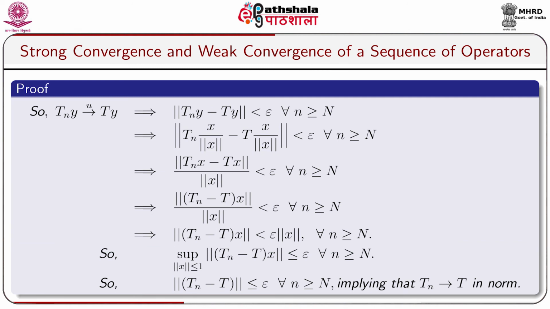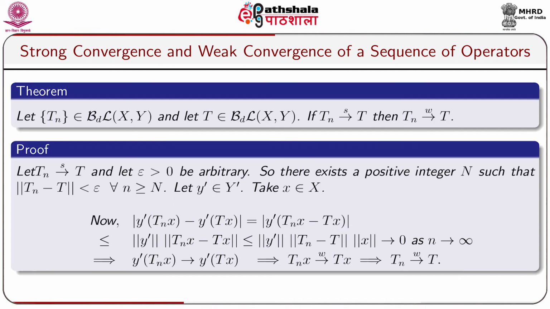So, the supremum of norm (Tn minus T)x, where the supremum is taken over all such elements having norm x less than or equal to 1, is less than or equal to epsilon for all n greater than or equal to capital N. So, norm Tn minus T is less than or equal to epsilon for all n greater than or equal to capital N, implying that Tn converges to T in norm.